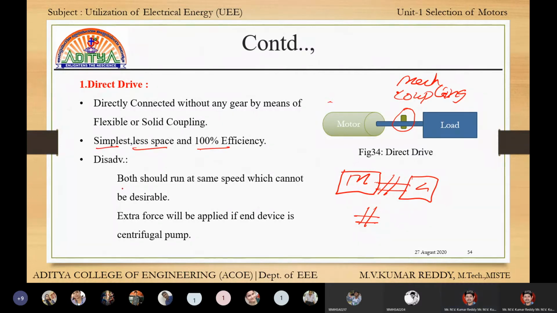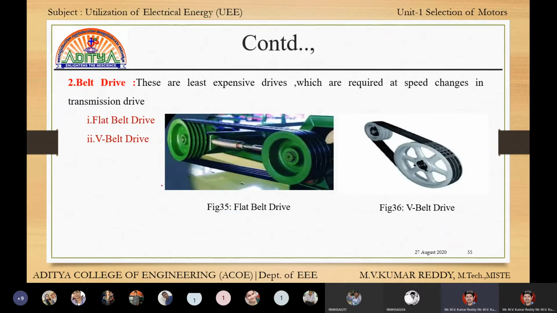These are the advantages. As it is mechanically coupled, both devices have to run in the same direction and at the same speed. Extra force will be applied if the end device is a centrifugal pump. If it is a centrifugal pump, then extra force will be applied on this motor. That is the disadvantage.